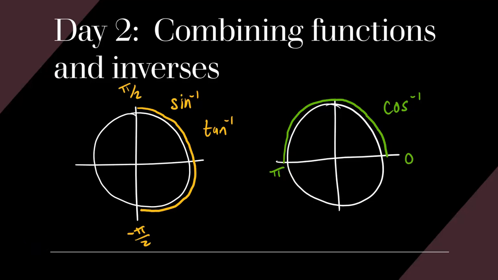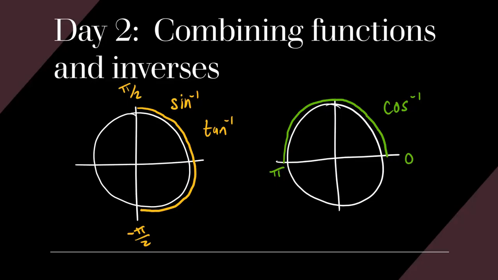All right, well, welcome. In day 2, we are going to be looking at combining functions and their inverses. But before we do that, I want to just take a minute to review what we talked about yesterday. I just want to remind you that when we're dealing with the inverse sine and the inverse tangent, we're focusing on quadrants 1 and 4. And so all our values are going to be between negative pi over 2 and pi over 2.